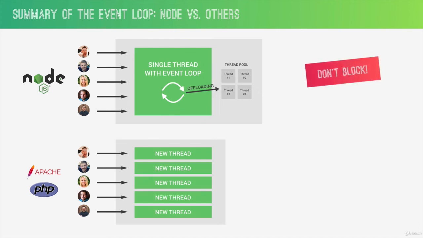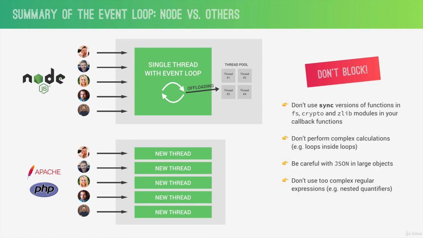And so here's a couple of guidelines for that. First off, don't use the sync versions of functions in the fs, crypto, or zlib modules in your callback functions, okay? So in our first project, we actually did use the synchronous version, but it was in the top level code, so outside of any callback. And since that code runs before the event loop even starts, well, it's no problem to use the synchronous version there. Also, and this is probably pretty obvious, don't perform very complex calculations in the event loop.